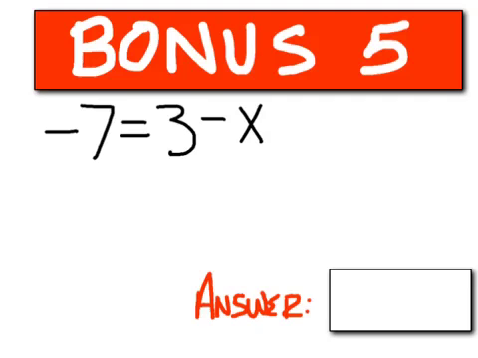Hold on. No, you guys did the same thing. Okay. We have negative 7 is equal to 3 minus x.